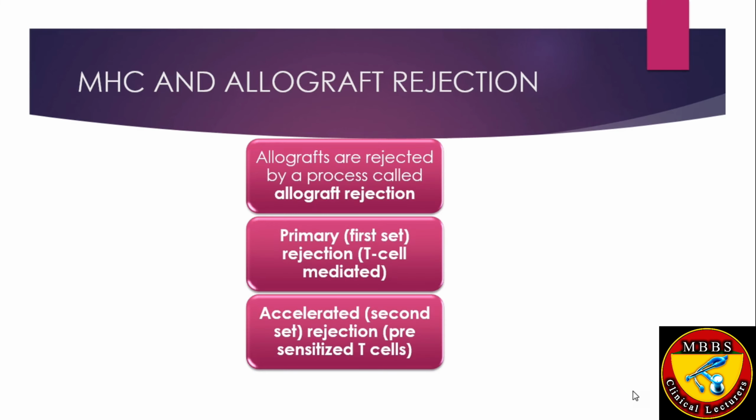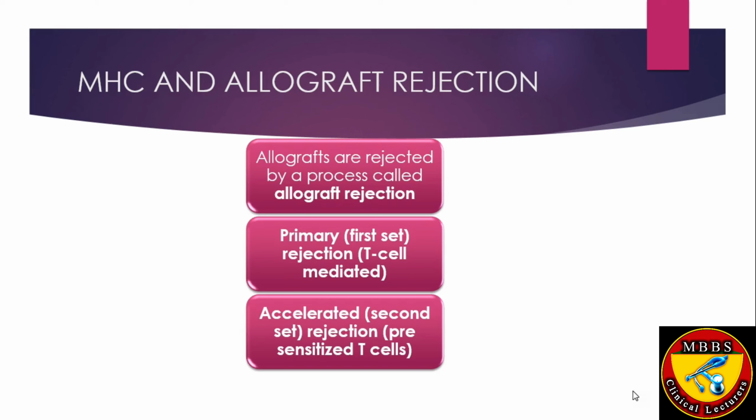Okay, now what is the role of MHC? Why are we talking about MHC? As I have told you, MHC is very important because it enables the white blood cells and immune cells to distinguish between healthy cells and foreign invaders. So you can say that they have a very important role in allograft rejection, and the process by which allografts are rejected is called allograft rejection. Basically, allograft rejection is of two types, or the course is of two types.